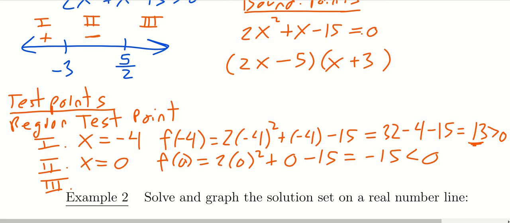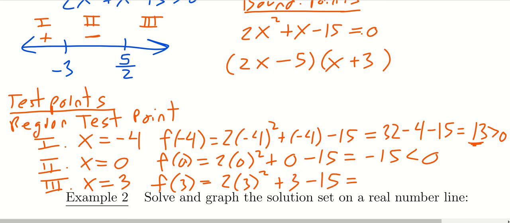And now lastly, we need a test point in region 3. 5 over 2, that's 5 halves, is the same thing as 2.5. So we could use anything bigger than 2.5. Let's say x equals 3. If we evaluate f at 3, this is going to be 2 times 3 squared plus 3 minus 15. 3 squared is 9. 9 times 2 is 18.